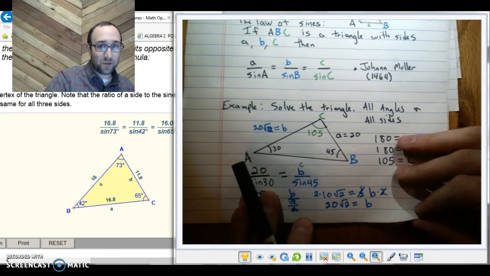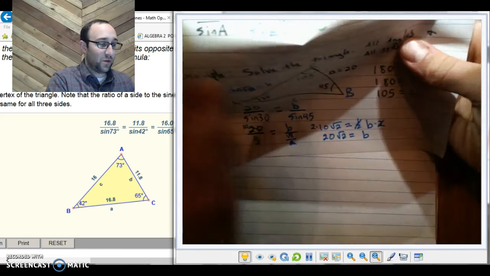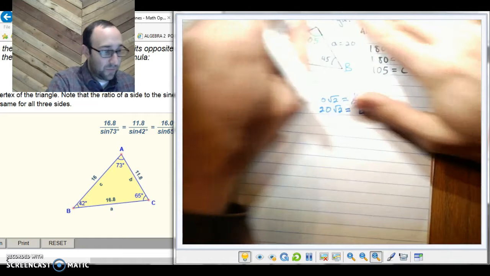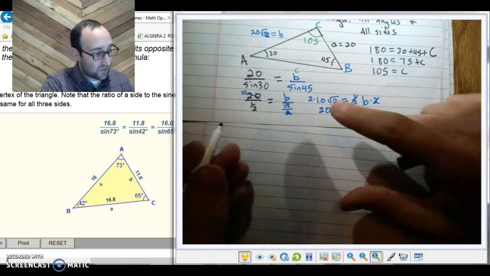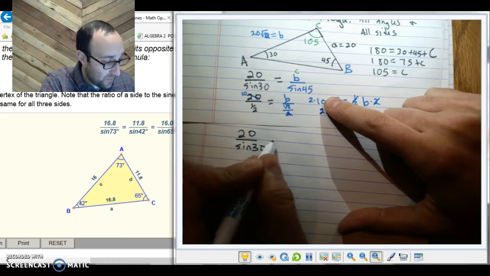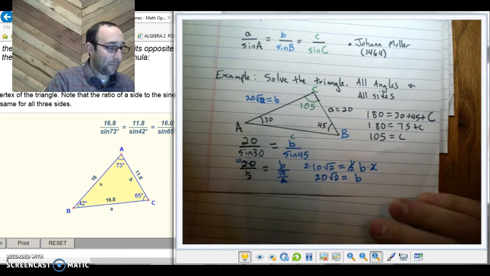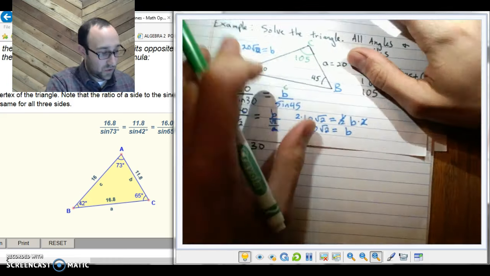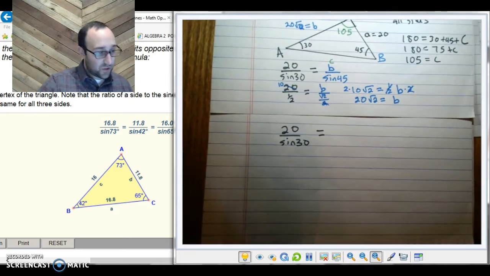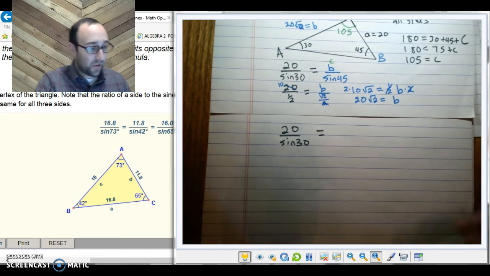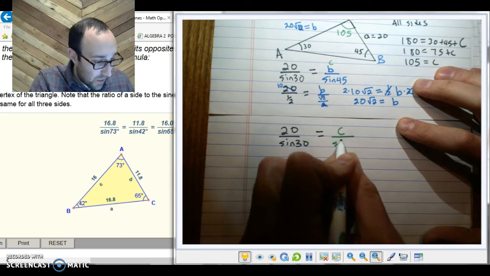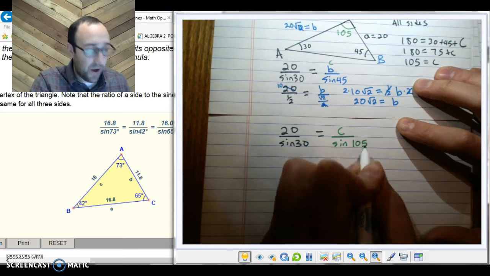I'm going to use A. I'm kind of running out of room, so let's try this again. I'm just going to move this up a little bit. And let's go ahead and put this up again. So I'm going to do 20 over sine 30 equals, now instead of using B, I'm going to use C. So do I know what the length C is? I do not. Length C goes on top over sine of 105.